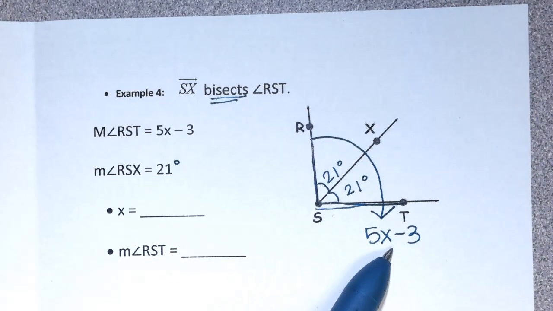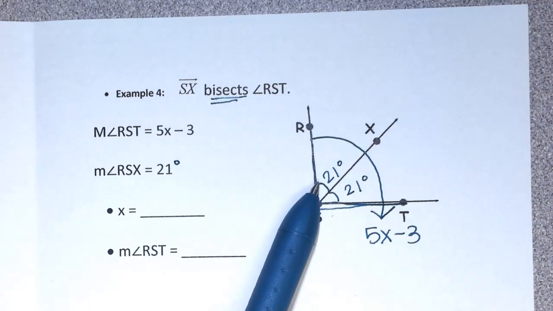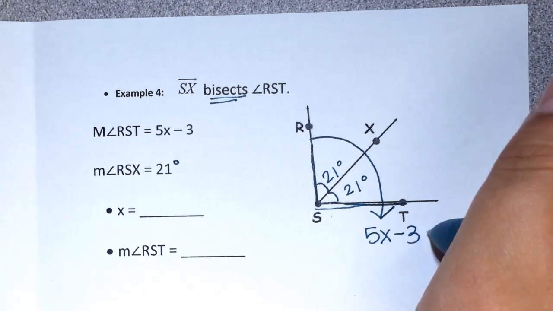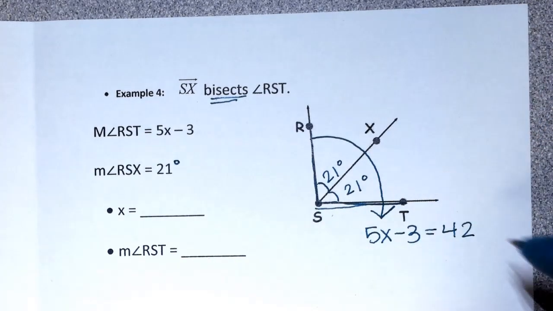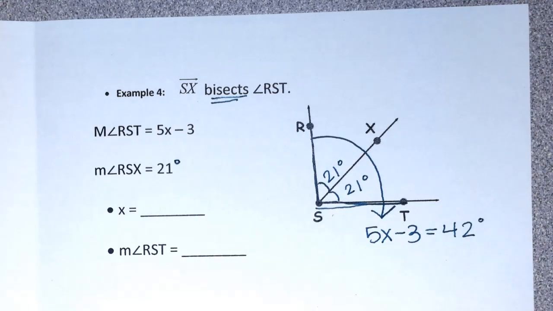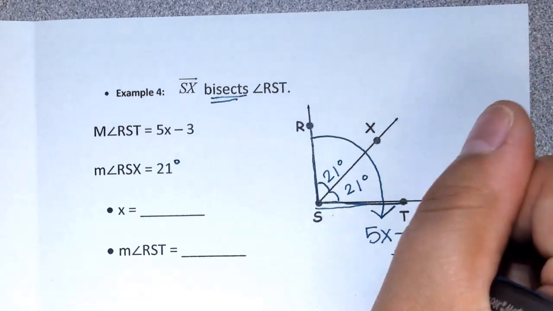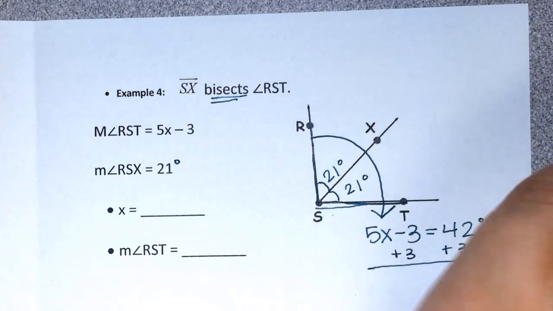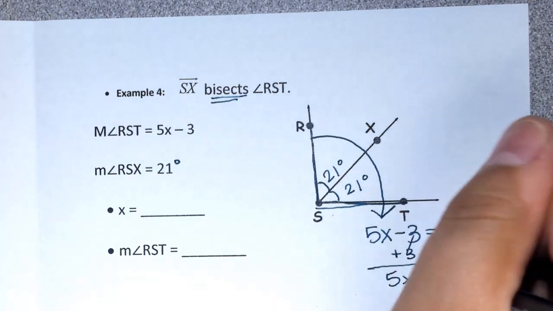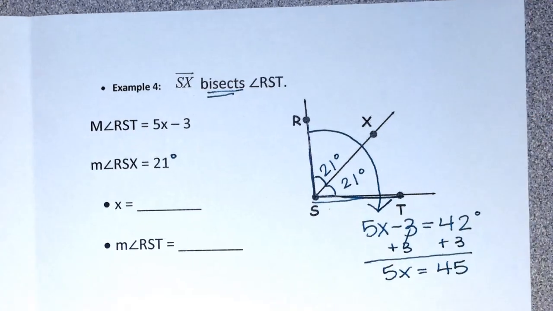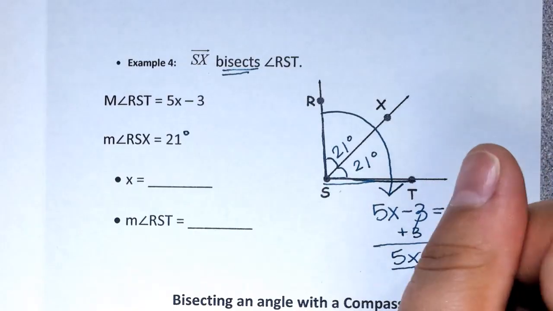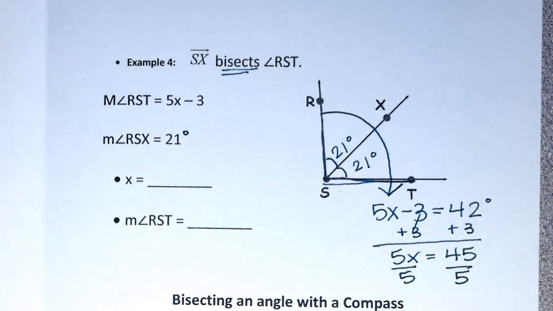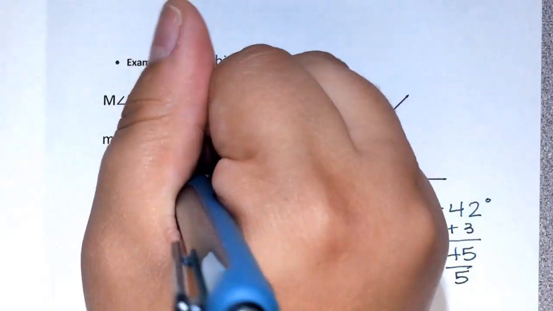Do you see how the whole thing cannot equal 21? Those of you that put 5x minus 3 equals 21, do you see where your mistake was? So what does the whole thing equal? 42. Does that make sense? Yeah. And then now I can solve. What am I going to do? And then? Divided by 5. Divide by 5. And what is 45 divided by 5? 9.